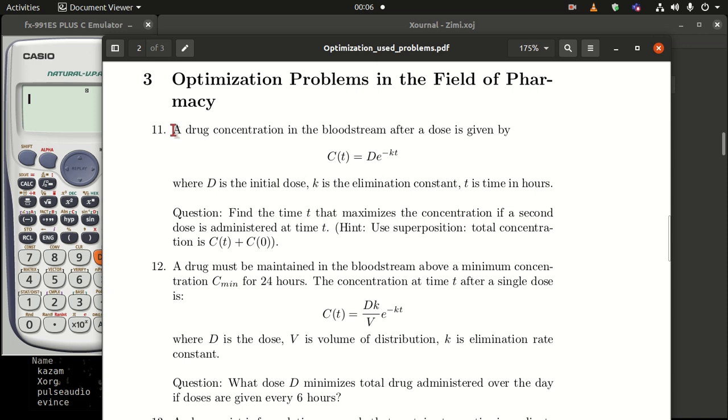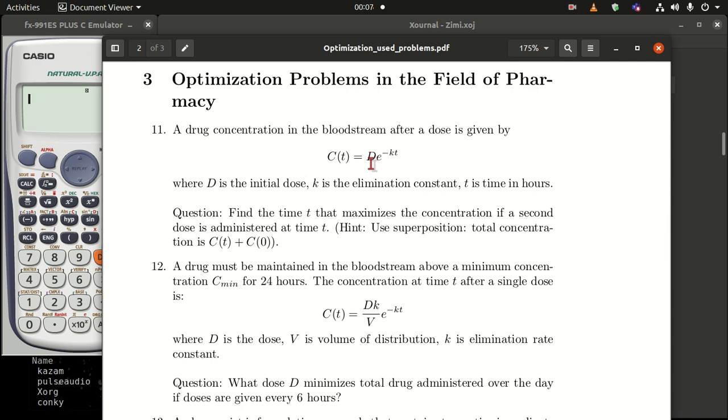On this, it says a drug concentration in the bloodstream after a dose is given by this equation here, where D is the initial dose, K is the elimination constant, T is the time in hours. So when you are injecting one dose to a patient, every single time you inject a dose, it is characterized by this equation, and this D here is the amount of dose.